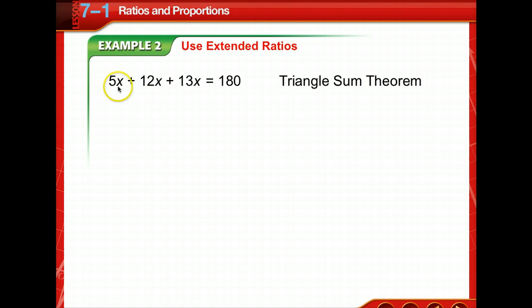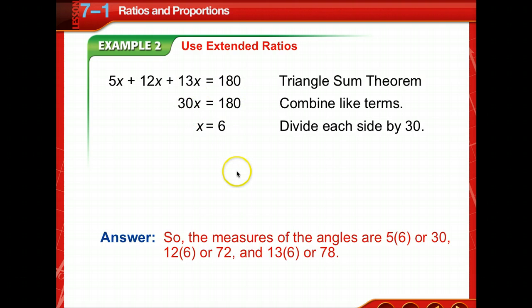So we can set this 5x plus 12x plus 13x equal to 180. Combine our like terms. 5 plus 12 plus 13 is 30x. Then we divide both sides by 30, so x is equal to 6. So the measures of the angles are 5 times 6, or 30, 12 times 6, or 72, and 13 times 6, or 78. You can check your work. Is 30 plus 72 plus 78 equal to 180? By golly, it is.